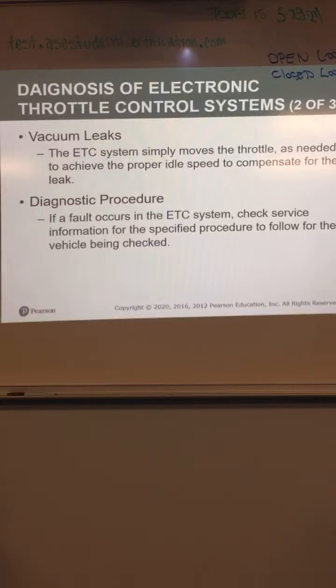The system will compensate for a vacuum leak if you do have one. Normally on the other type, the engine idle speed would just come up if you had a vacuum leak.